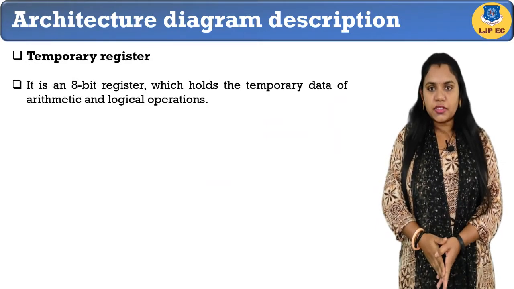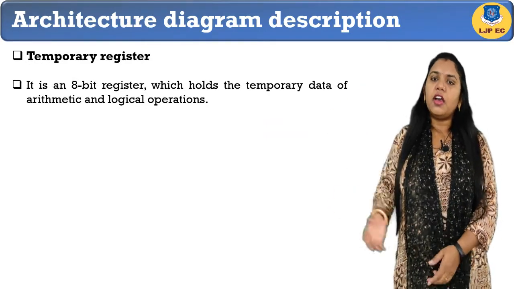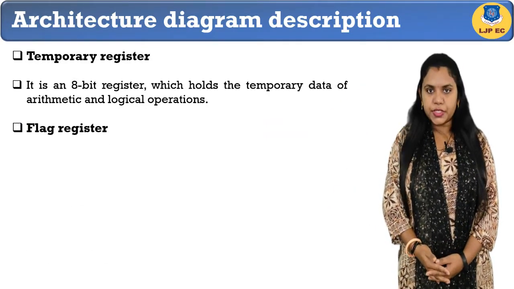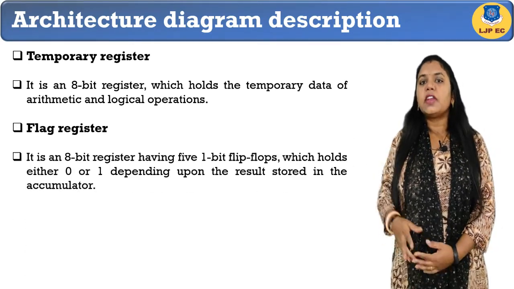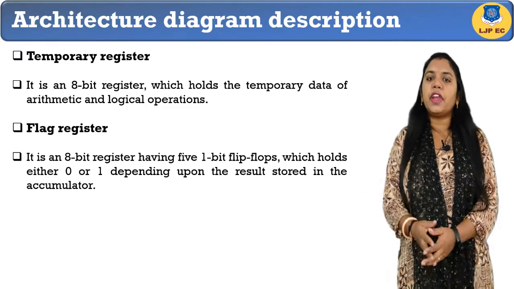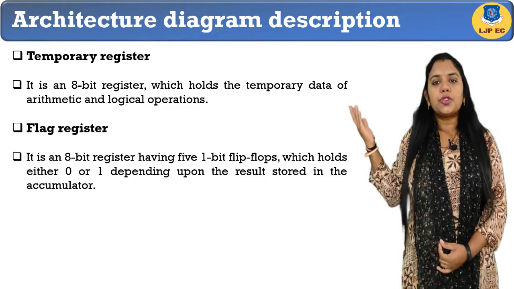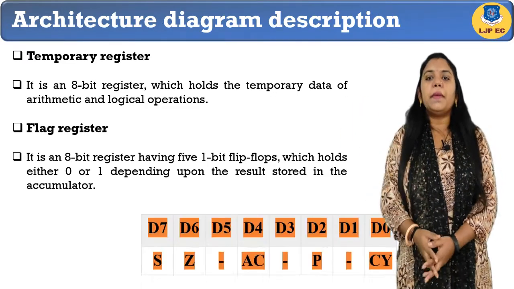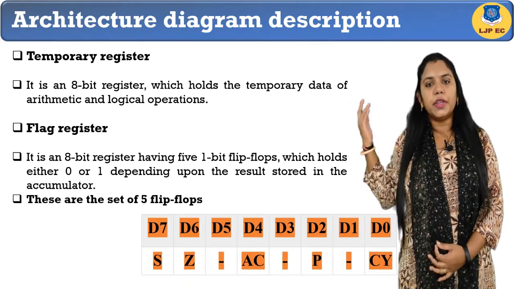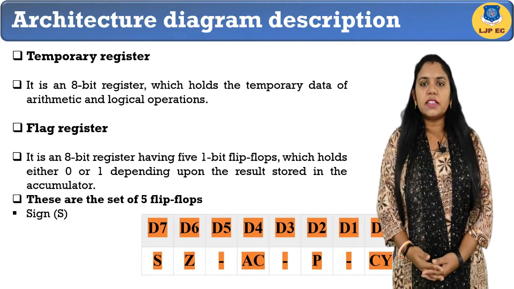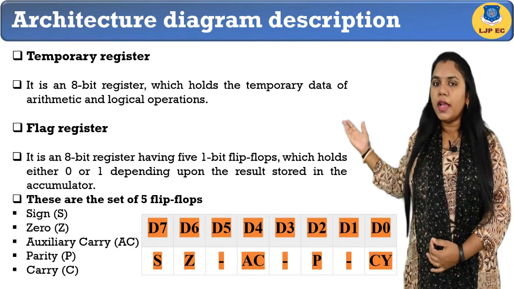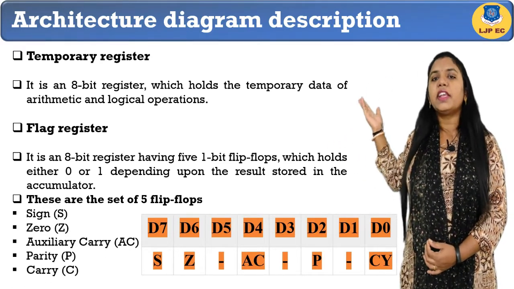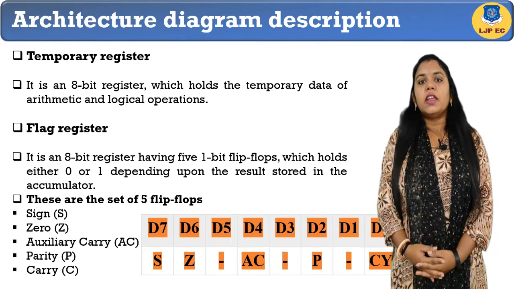The next is temporary register. It is an 8-bit register which holds the temporary data of arithmetic and logical operations. The next is flag register. It is an 8-bit register having 5 1-bit flip-flops which hold either 0 or 1 depending upon the result stored in the accumulator. These are the set of 5 flip-flops: sign flag, zero flag, auxiliary carry flag, parity flag and carry flag. Their bit positions are as shown in the diagram.